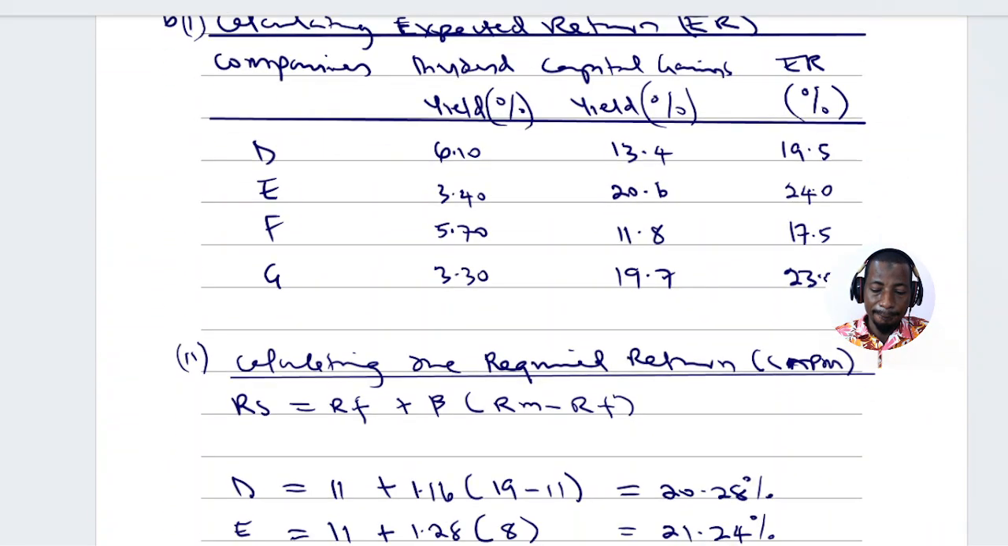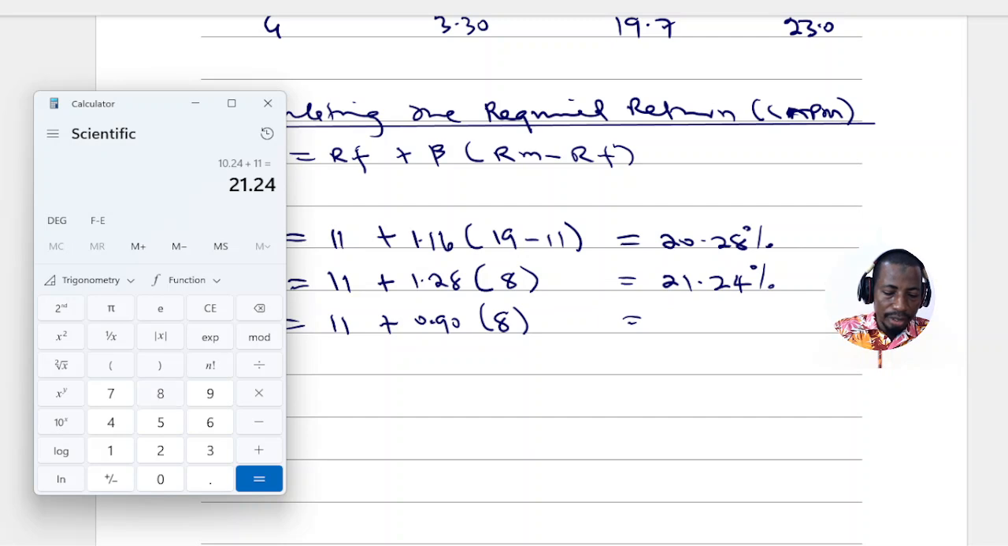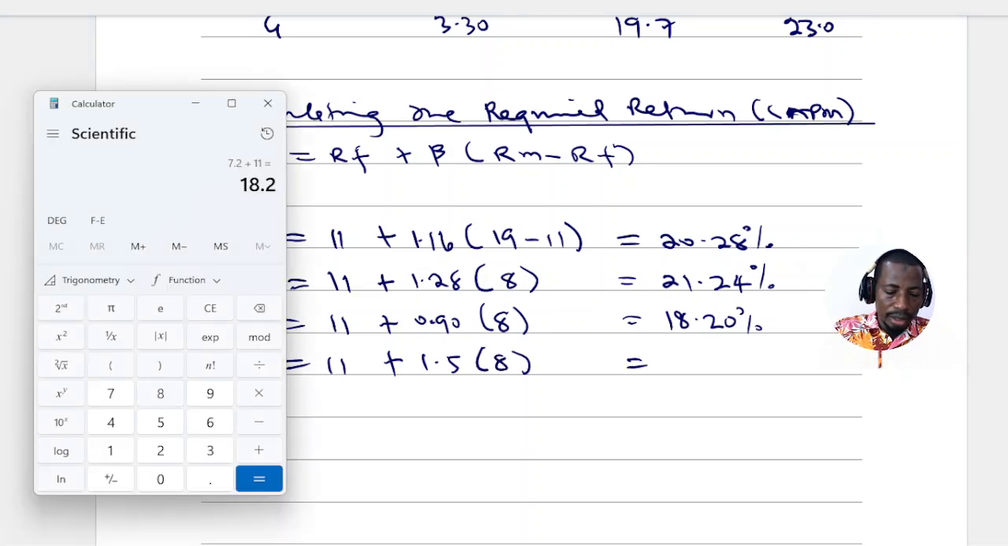Then for Fantastic, 11 plus beta of Fantastic, 0.9, multiplied by the risk premium of 8. Let me write that, 0.90. So 8 multiplied by 0.9 plus 11 equals 18.2%. Then for Gaudy, 11 plus 1.5 into the risk premium of 8: 8 multiplied by 1.5 plus 11 equals 23%.